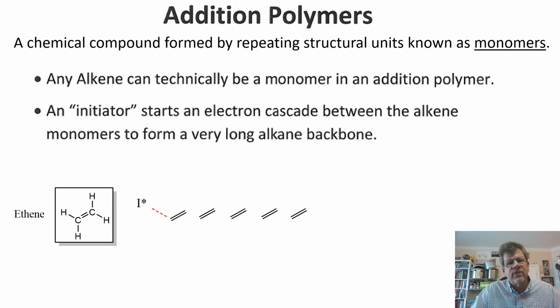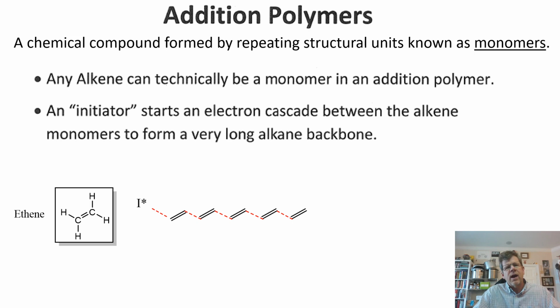So notice this I star here, we have this dotted red line here. This dotted red line means that we're starting to form a covalent bond between the initiator and one carbon of that multiple bond. But that will require the swinging out of one of these multiple bonds on this alkene to bond with a carbon on the next alkene, which swings out its double bond, or one of its double bonds, to do the same thing. And so we get this domino effect going, where we see these forming covalent bonds between these carbons on adjacent molecules.